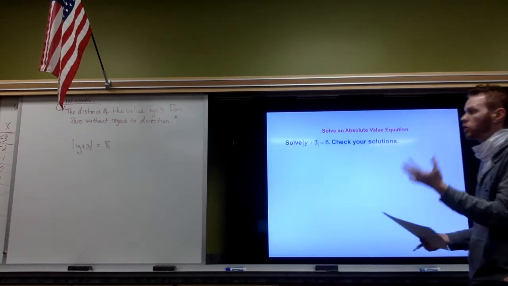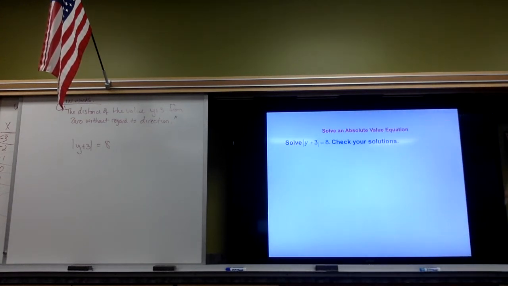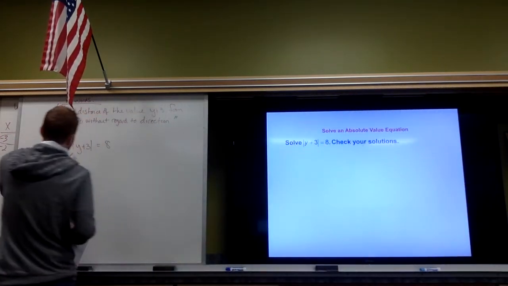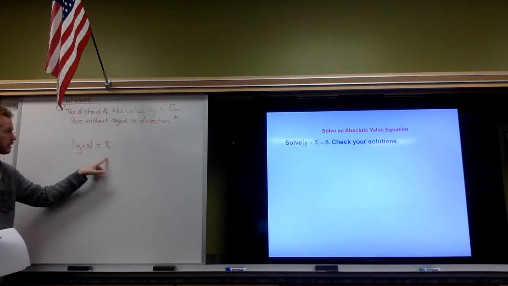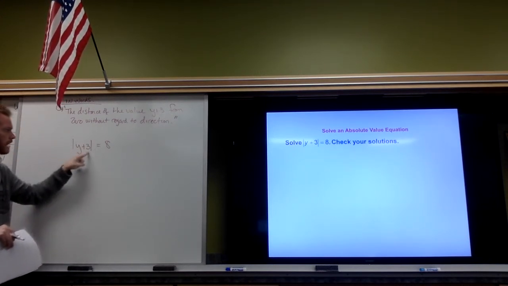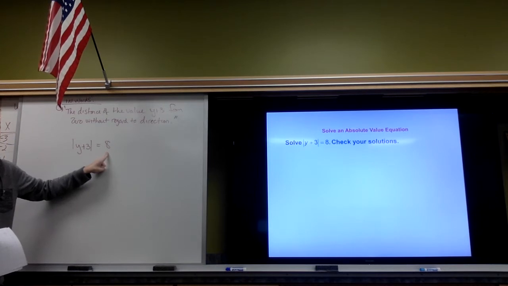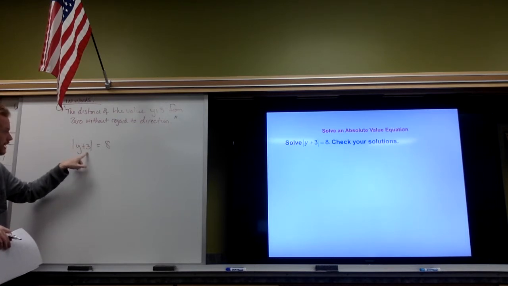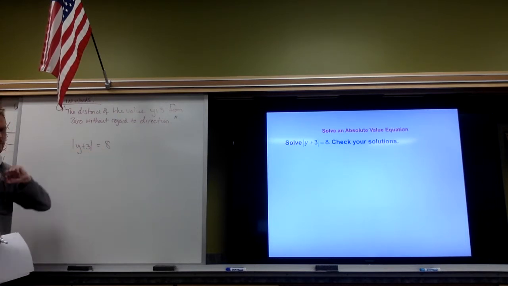Now, could we solve this without doing anything algebraically? Absolutely. What number can I add to 3 to get 8? 5. What other number could I add to this to get to 8? Well, I'm thinking -11. -11 plus 3 is -8. The absolute value of that gives me 8. It gives me a distance of 8.